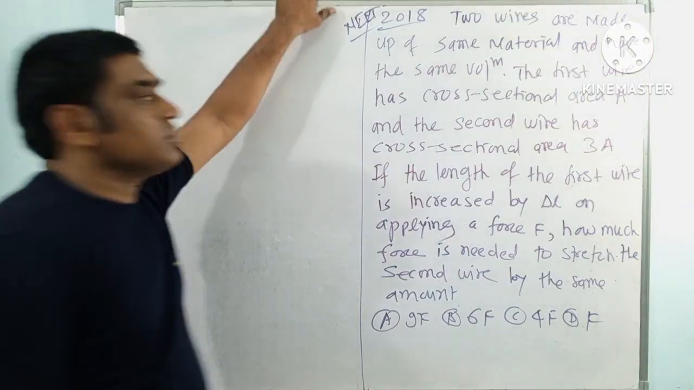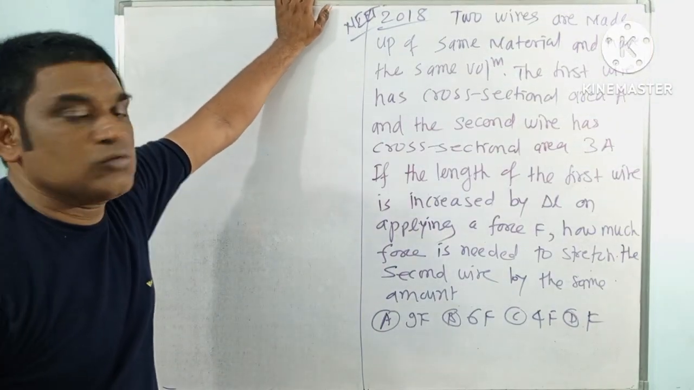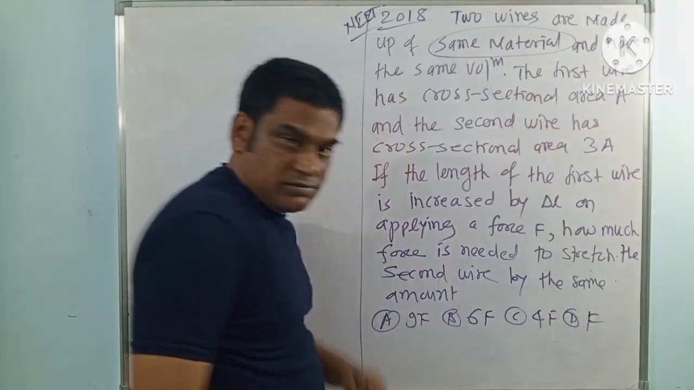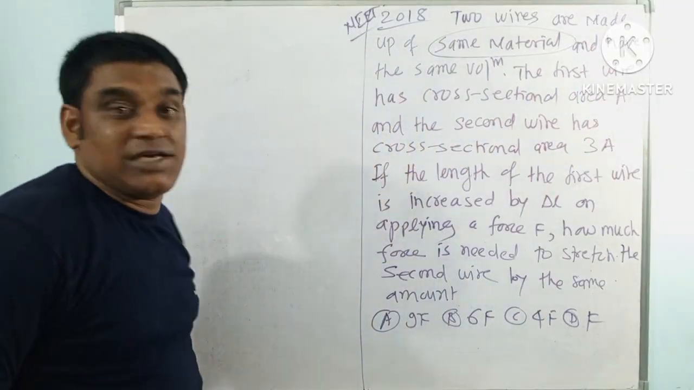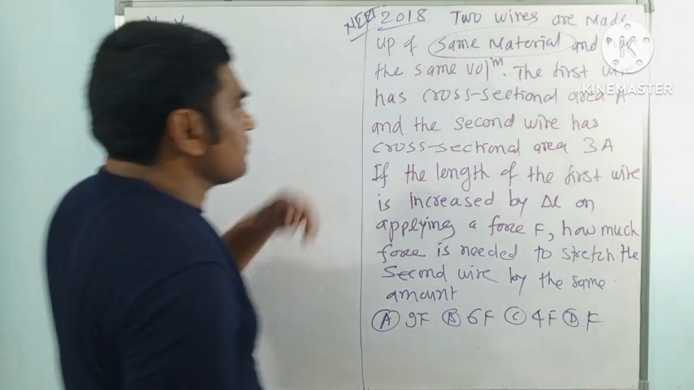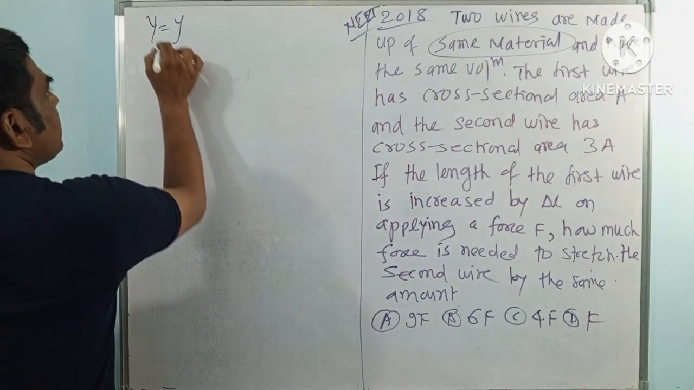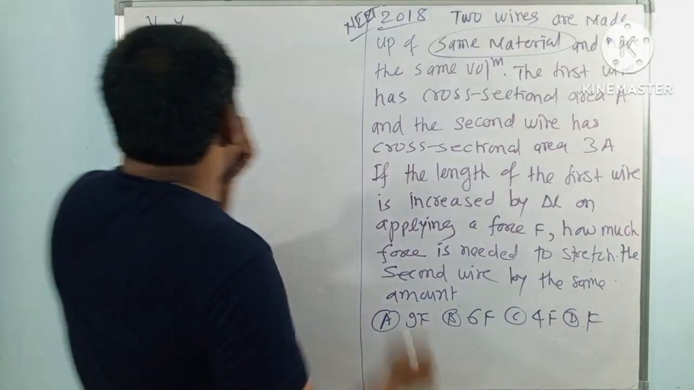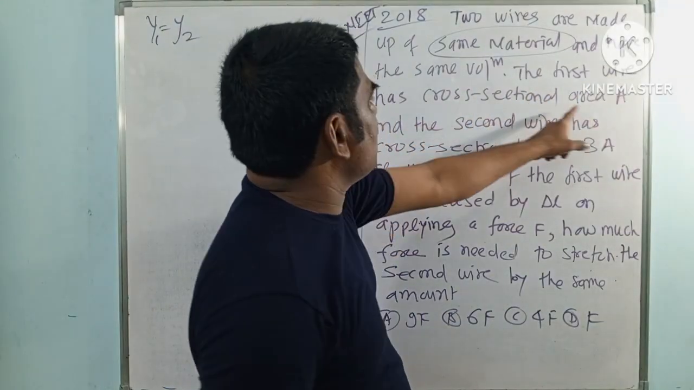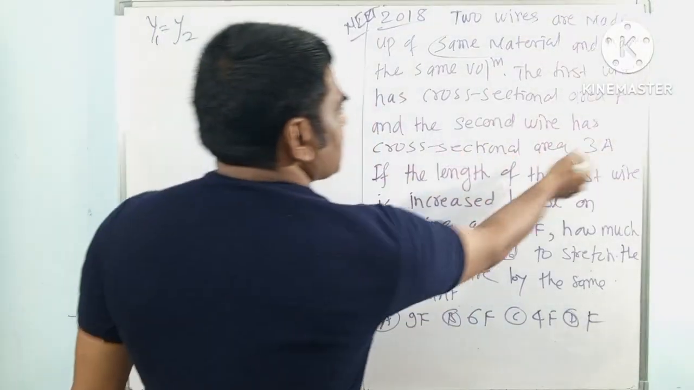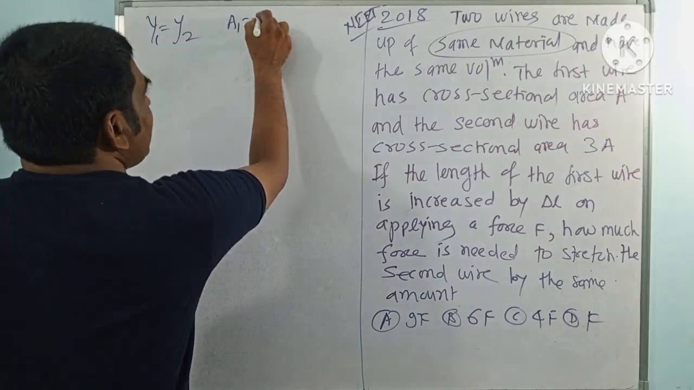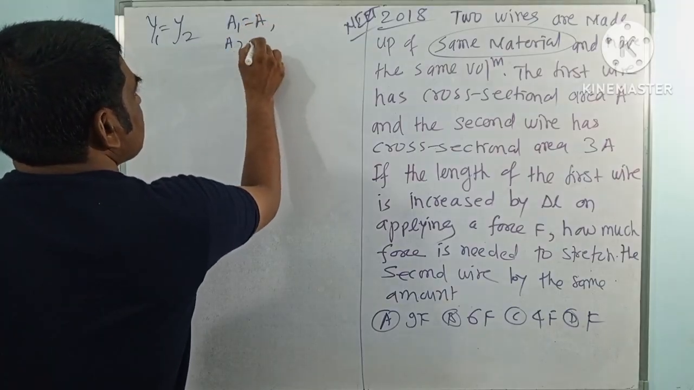So question number 4, NEET 2018. Two wires made up of same material. Same material means what? Young's modulus same. Remember, same material, Young's modulus same. Right? Then first wire has a cross section area A and second wire has a cross section area 3A. A1 is equal to A, A2 is equal to 3A.